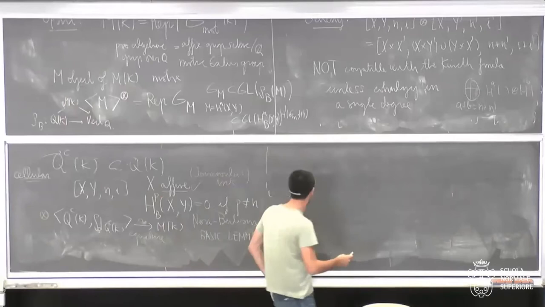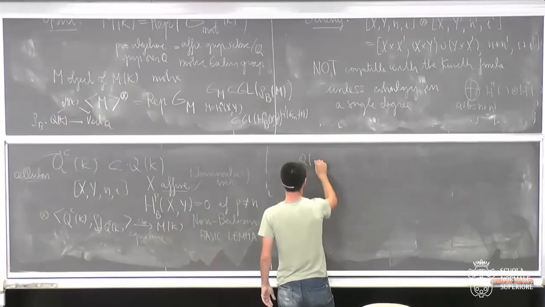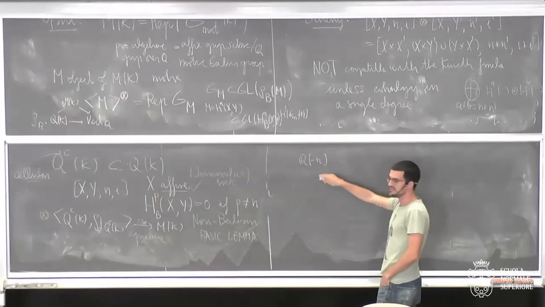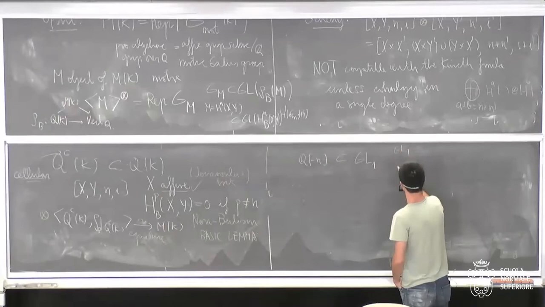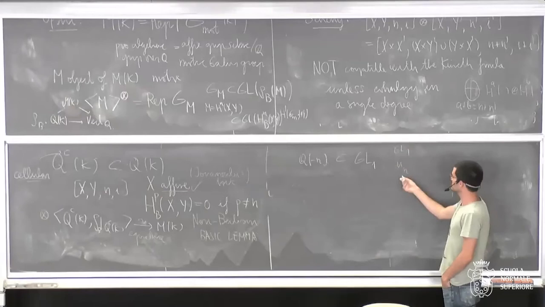So if you have Q of minus n, for example, the cohomology is of dimension one. So what you find is a subgroup of GL1. And there are only two kinds of algebraic subgroups: either the whole thing or a group of roots of unity. Okay. So how do you distinguish these two things?